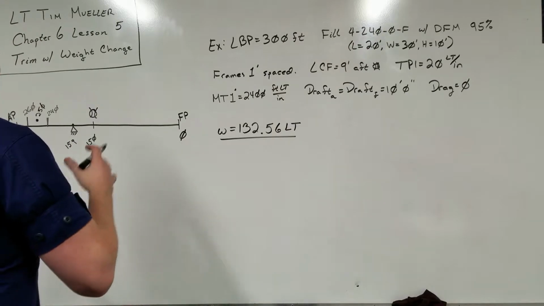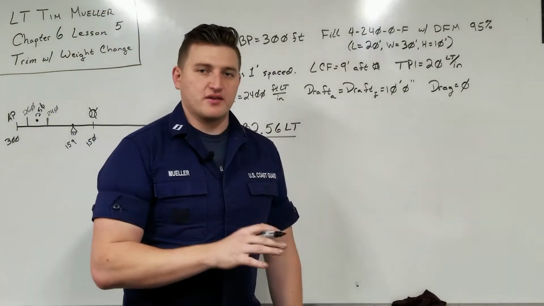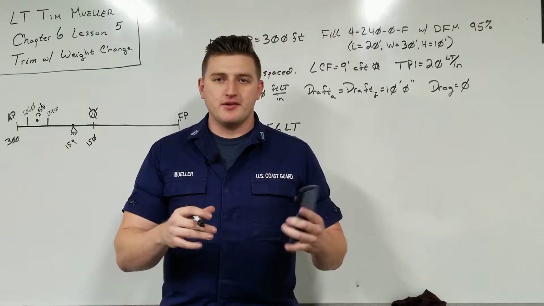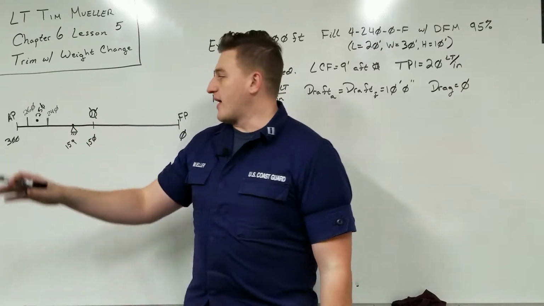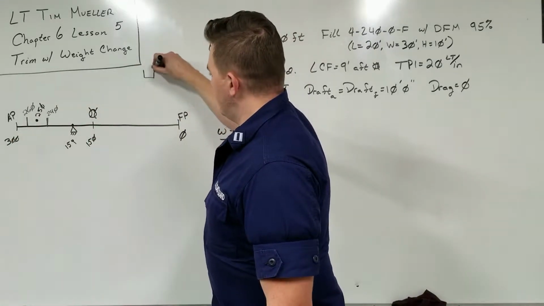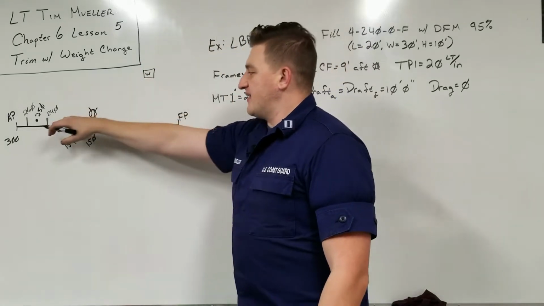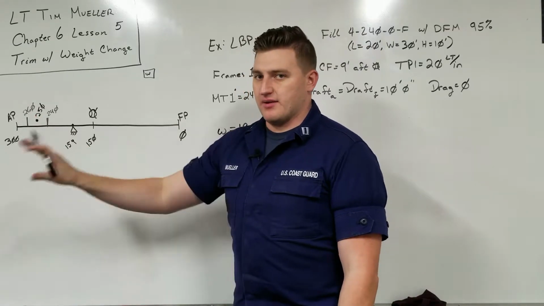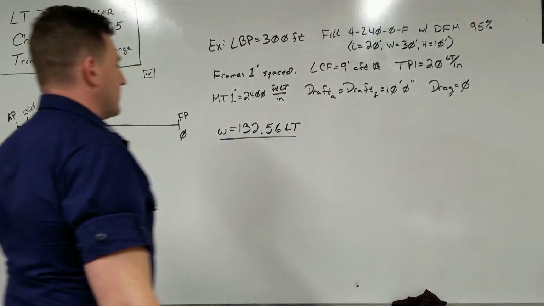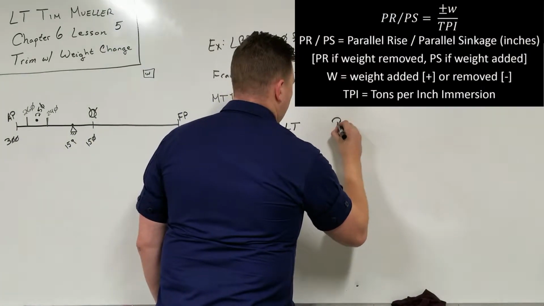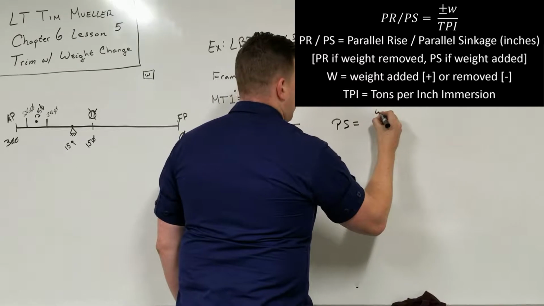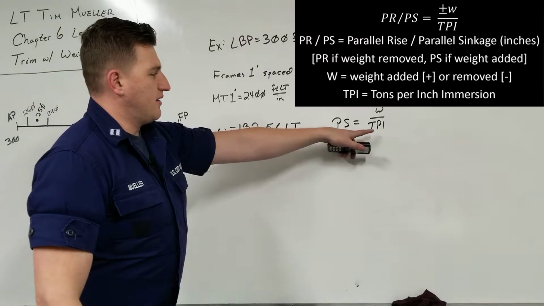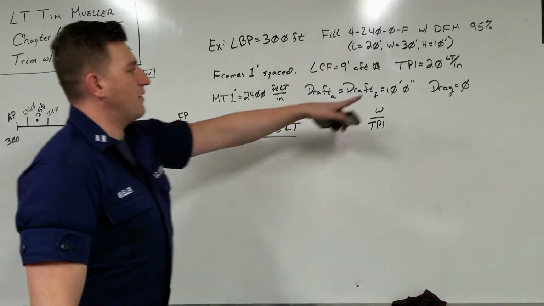So great. Now, let's do parallel sinkage first. Like I said, step 1 is going to be get that weight to the LCF. Then step 2 is going to be get that weight to the final destination. If we have a weight addition, let's say the weight is up here, we're going to add it to the LCF to get our parallel sinkage, then we're going to shift it. So we're going to do the easy part first, then we're going to do the hard part. To do parallel sinkage, we know that parallel sinkage equals my weight divided by TPI, my tons per inch immersion. So how many tons will give me 1 inch of immersion? That is right up here, 20.